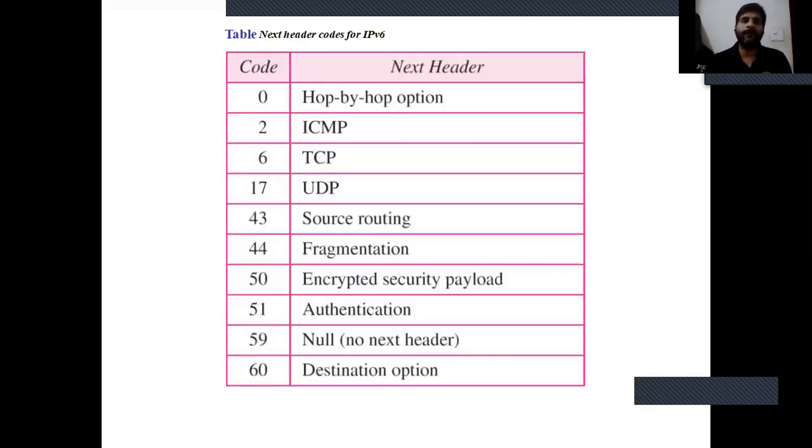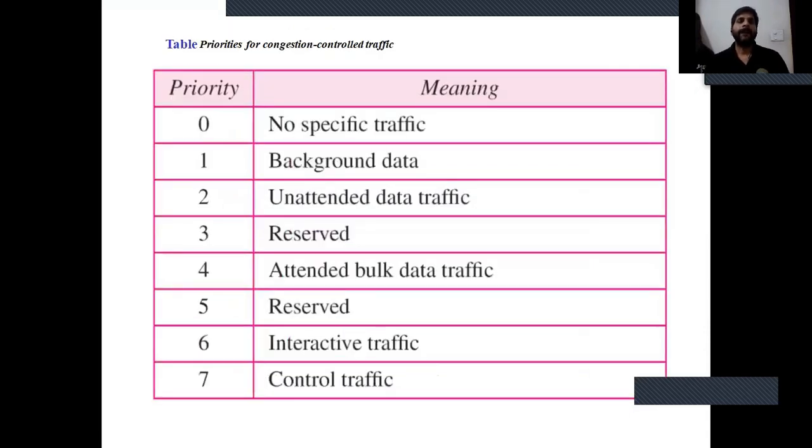The next header codes for IPv6: 0 denotes hop-by-hop option, 2 ICMP, 6 TCP, 17 UDP, 43 source routing, 44 fragmentation, 50 encrypted security payload, 51 authentication, 59 null, and 60 destination option. Priorities of congestion control traffic: priority 0 means no specific traffic, 1 background data, 2 unattended data traffic, 3 reserved, 4 attended bulk data traffic, 5 reserved, 6 interactive traffic, and 7 control traffic. These are the priorities for congestion control traffic.